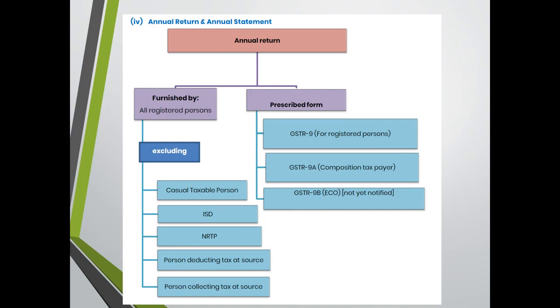These are the facts. Kindly give a summarized note on this topic, annual return and annual statement. Annual return is what I am discussing now. Annual statement would be discussed after this. 9C is the reconciliation form. Type a report about this annual return.